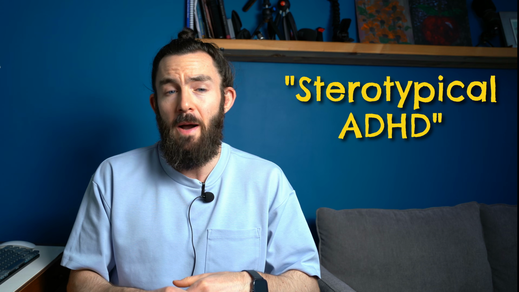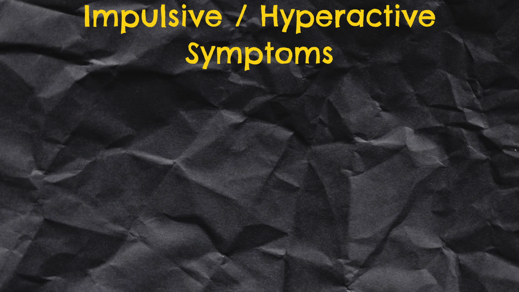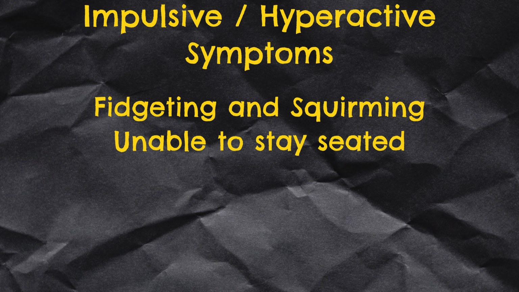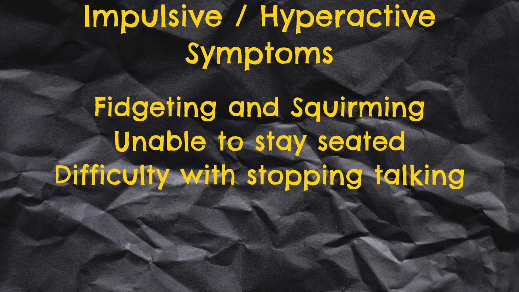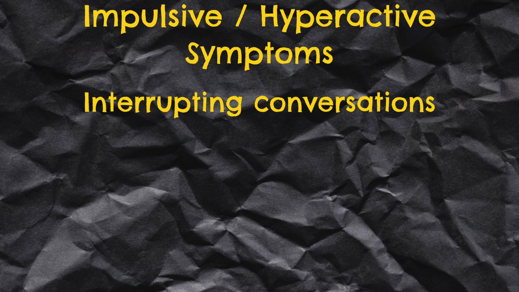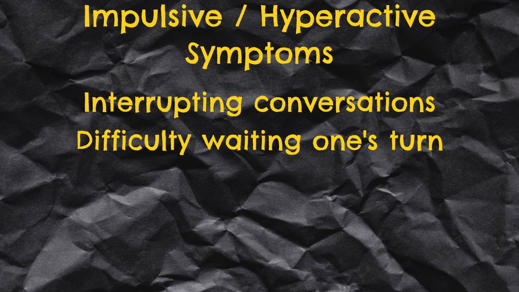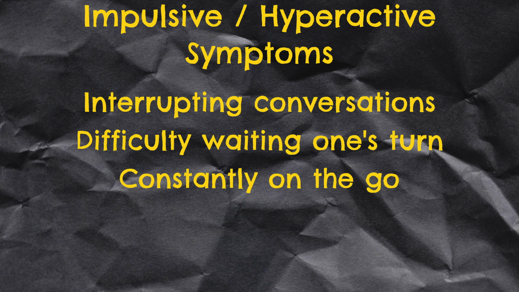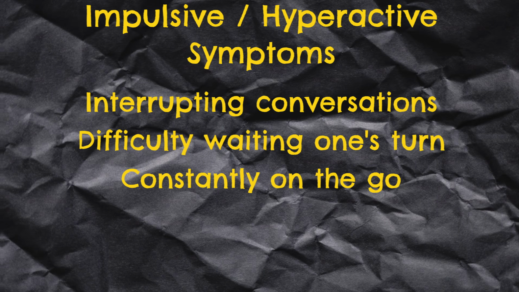Let's start with the ADHD impulsive/hyperactive type. This is quote unquote the stereotypical ADHD people think about. And as the name suggests, some of the symptoms included in this type of ADHD include fidgeting and squirming, being unable to remain seated for long periods of time, difficulty with stopping talking, blurting things out, being impatient, interrupting into other people's conversations, difficulty waiting one's turn, being constantly on the go, or acting as if you are driven by a motor. Now, it's important to know that these are the common symptoms. This does not include everything. This is not exhaustive, but this is what people describe when they deal with the hyperactive type of ADHD.